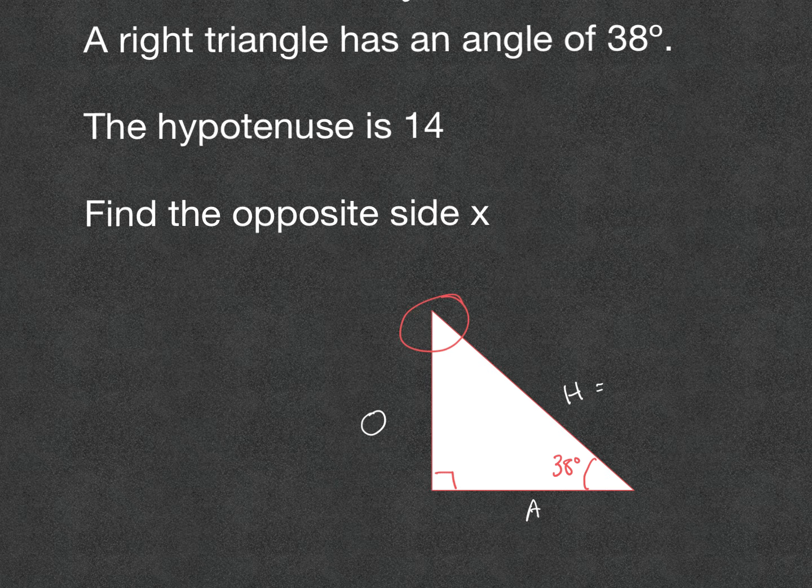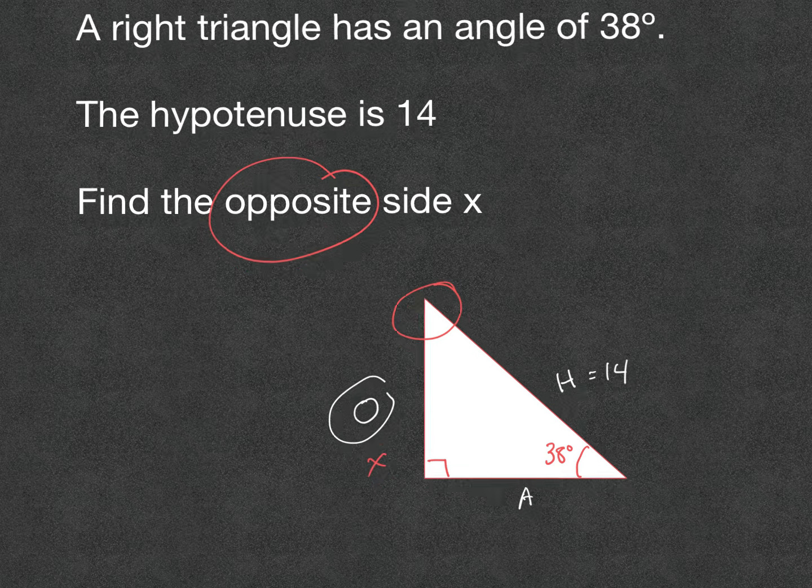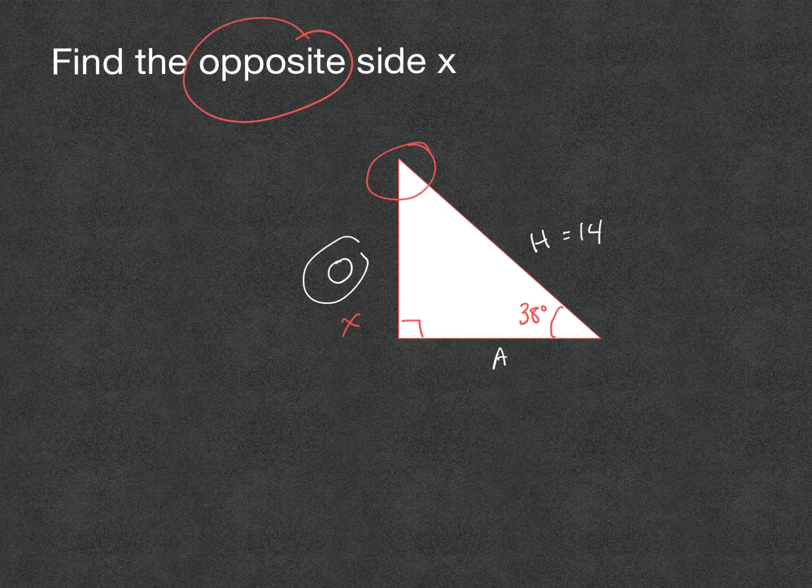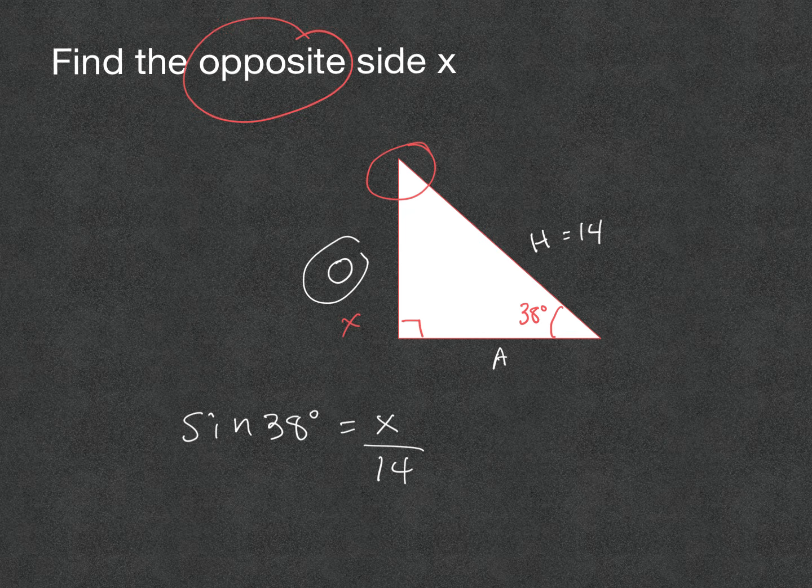We know that the hypotenuse is 14. And we want to find O, the opposite, right? The O is X, okay? Good. So we have this triangle with 14, X, A, and 38. If we're looking at O and H, we want to use sine, SOH CAH TOA. So sine of 38 is equal to the opposite, we don't know, that's X, divided by the hypotenuse, 14.